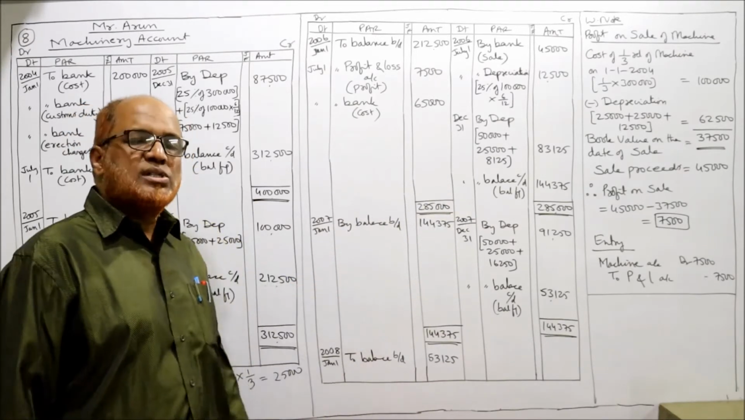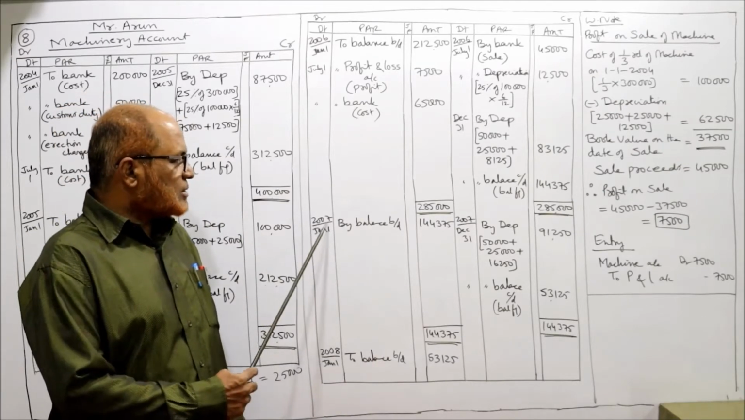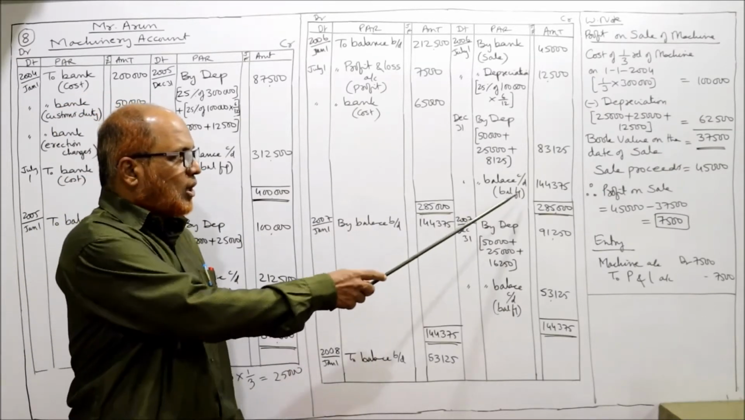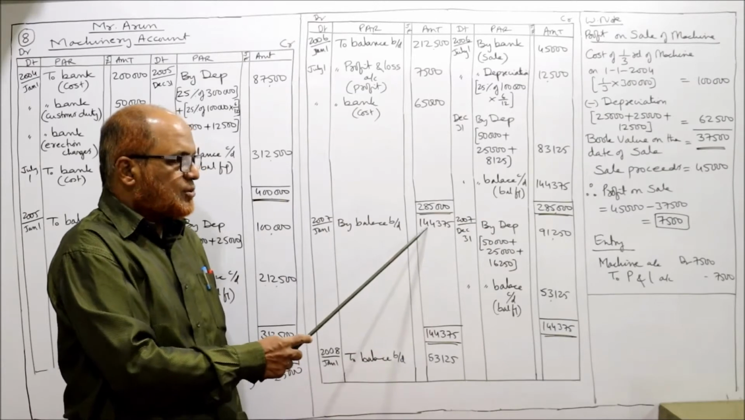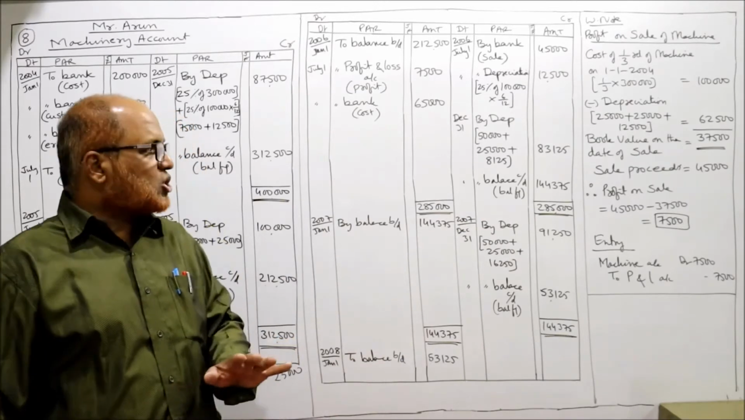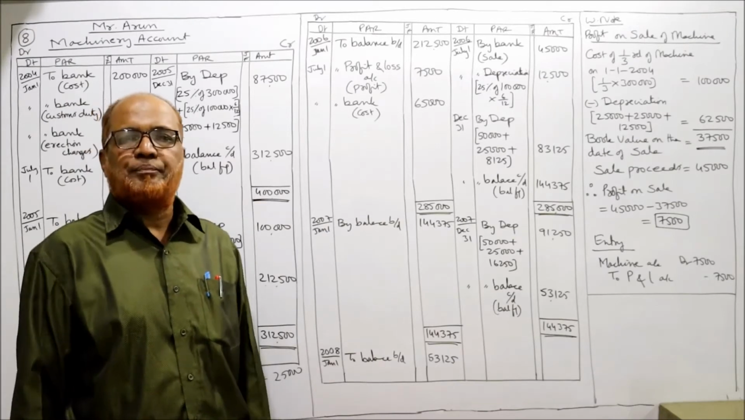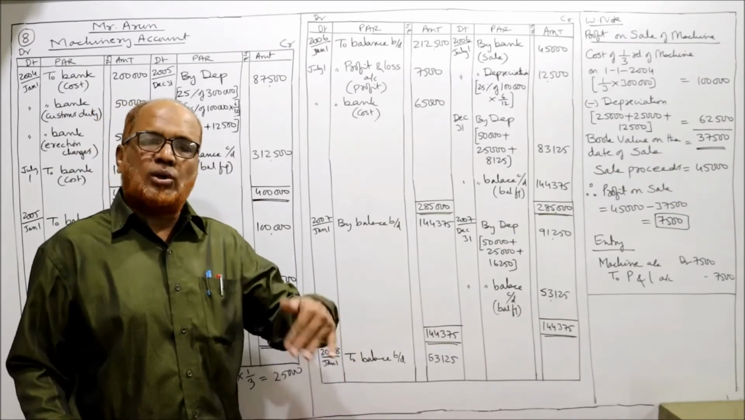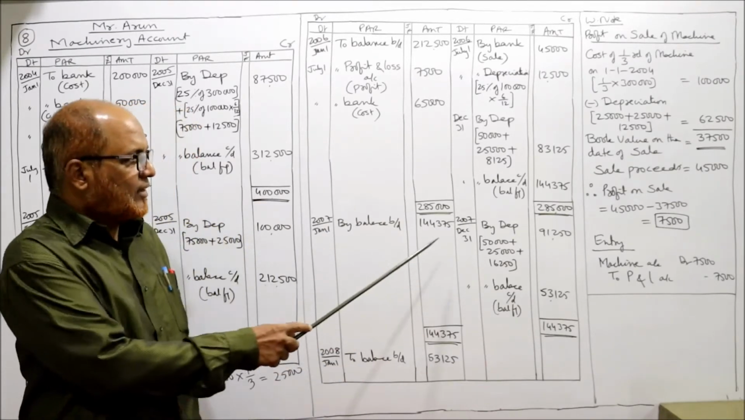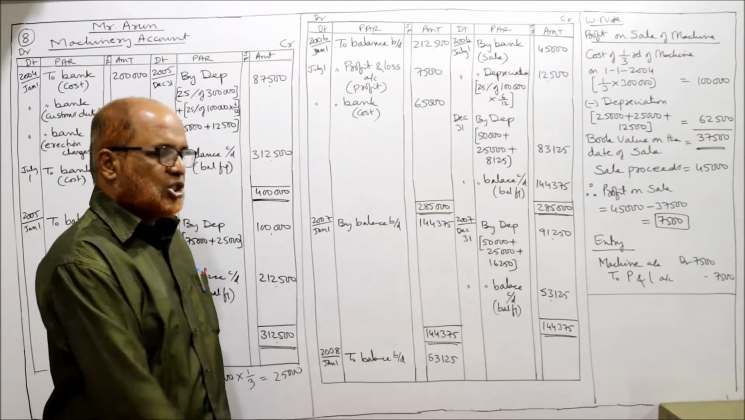Now we'll come to 2007. 2007 January 1st, balance brought down. This is carried down, here it is brought down. There is no purchase or sale of machine during the year 2007. No purchase, no sale. So directly we close the year, 31st December 2007, by depreciation.